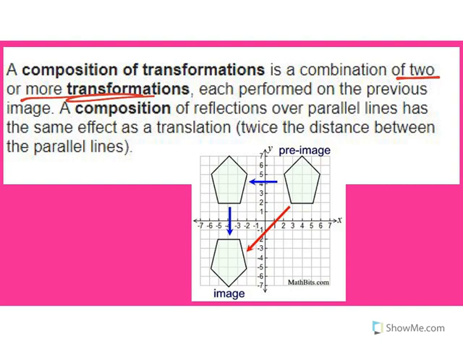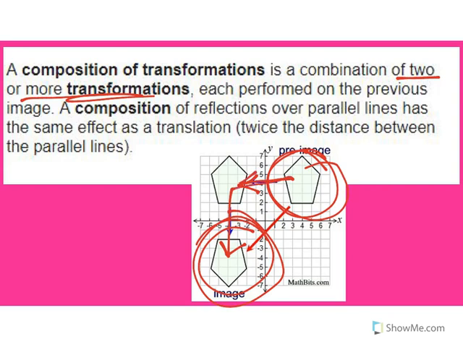So we're going to start here and we're going to go here and have a translation, and then we're going to have a reflection, right? So this is our final image. So our pre-image becomes this, and this is kind of the transition stage right there, okay? So write this down, pause, write it down, and then move on.